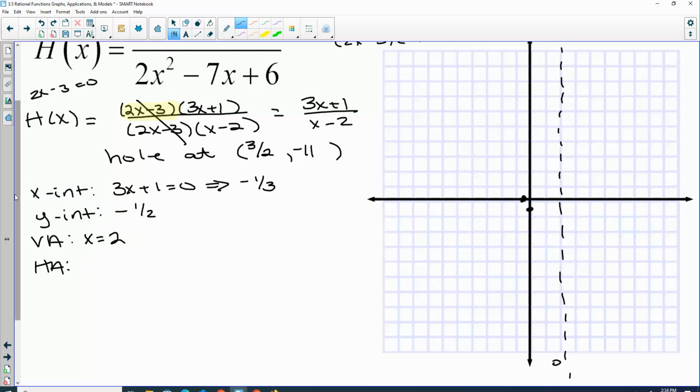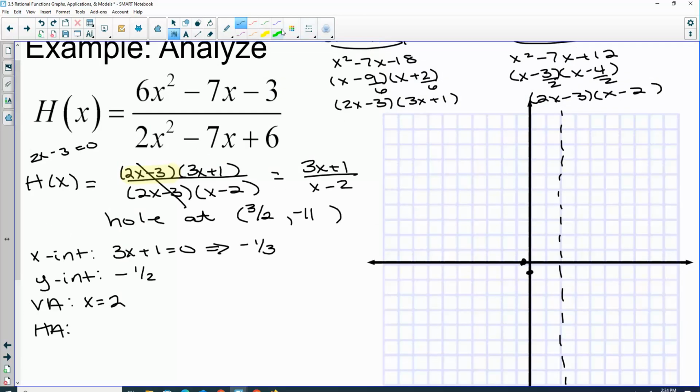Horizontal or oblique. So we can look at your reduced or the original, either way. We have to think of it as a division problem. If we were to divide these, can you do 6x squared divided by 2x squared? What does that give you? 3. Since the x's cancel, that's y equals 3. If the top were smaller, if it had been a 6x on top, what would it have been? 0. What if it had been a 6x cubed on top? It would be oblique, and that's when you have to do long division. Okay. So we have a horizontal asymptote at 3.